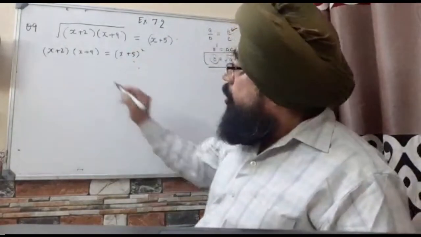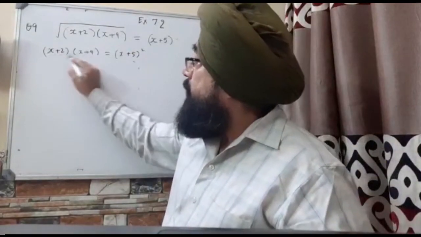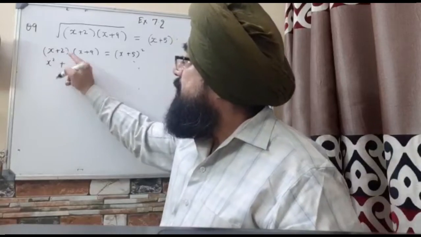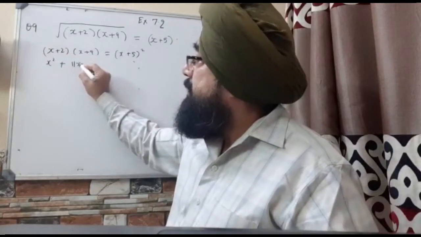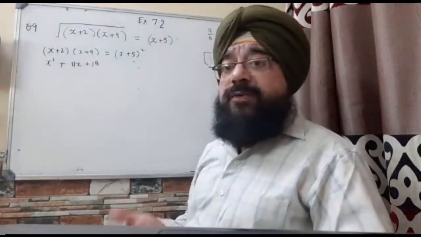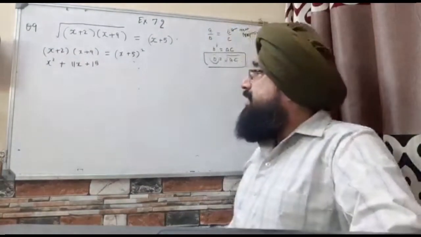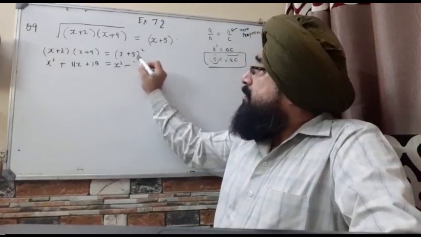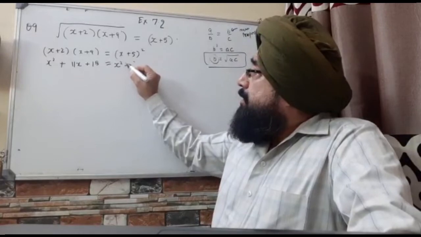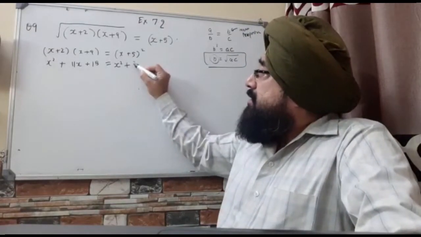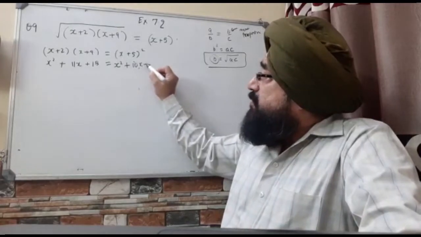Now your ability lies in opening this bracket. It becomes x square plus 2 plus 9 is 11x plus 18. This is how you open. Otherwise, the way you know how to open, you can open the bracket, is equal to, you can see here, a square plus b square plus 2ab. So x square plus 10x plus 25.